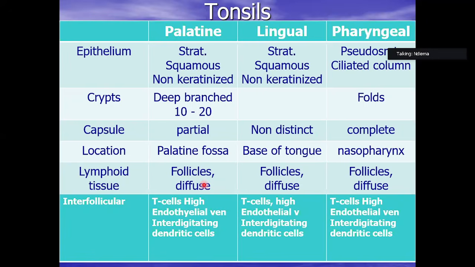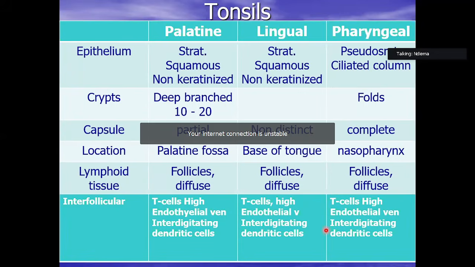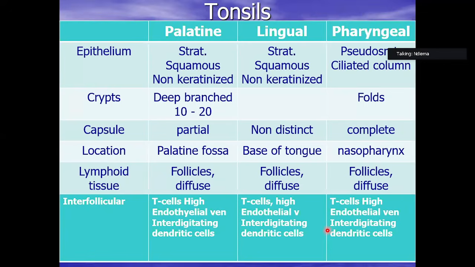Between the follicles, at the interfollicular area, in the case of the palatine tonsils, we have T cells with high endothelial venules. High endothelial venules allow for migration of the cells. And also the dendritic cells are present for presentation of the antigens to the B cells and the T lymphocytes. So these are comparisons of the tonsils.